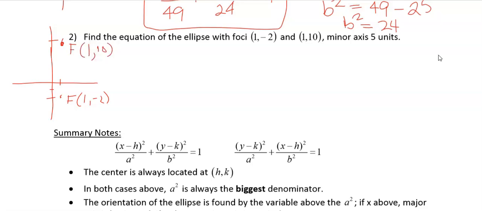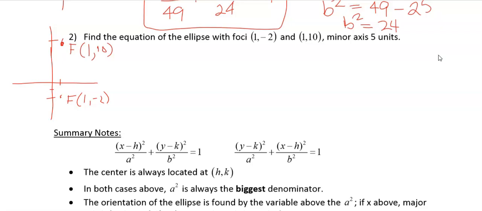Now that tells me something important. Remember that your foci are always located on your major axis. So this ellipse is elongated up and down. It's elongated vertically. And that means that the a squared, the bigger number, is going to be under the y squared this time. Okay? That's what it means.